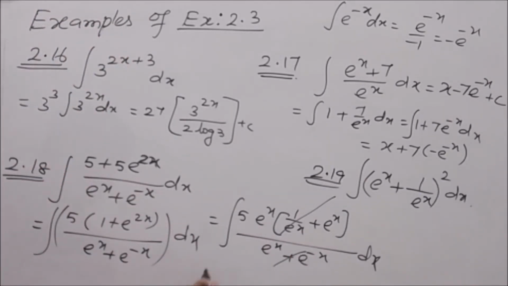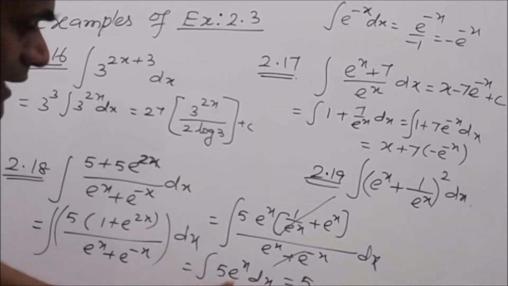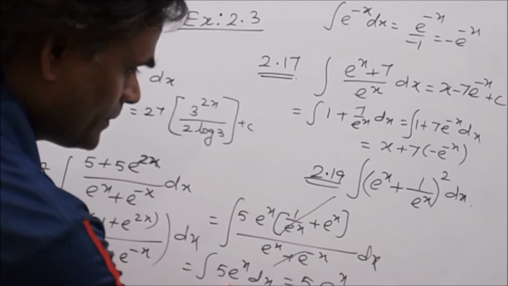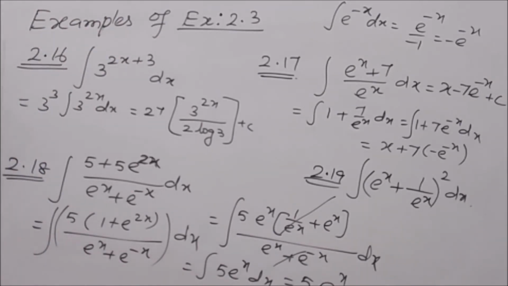So remaining is the integral of 5 e^x dx, that is equal to 5 times the integral of e^x, which is e^x plus c. This is a very simple thing. By taking 5 common, 1 plus e^2x remains. Once again taking e^x common from these two terms.